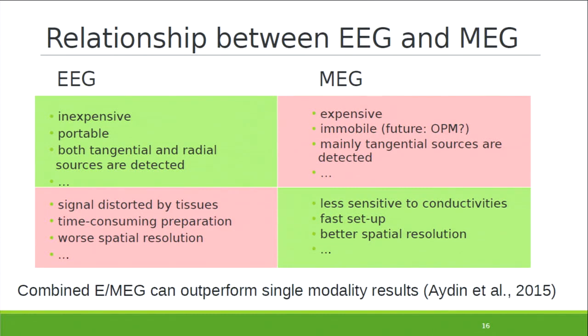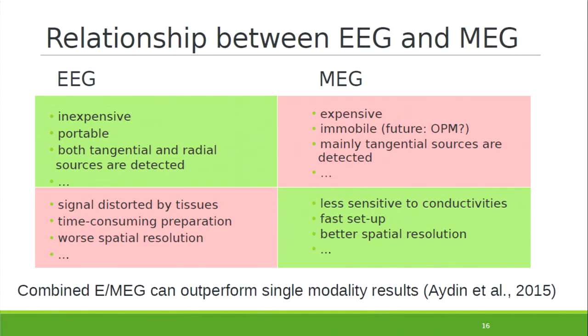Now I will briefly compare EEG with MEG. Although they measure the same signals, or they stem from the same activity, they have some different features. The main advantages of EEG are that it's relatively inexpensive. You can port it relatively easily, and it can detect both tangential and radial sources. On the other hand, MEG is quite expensive so far, and it's relatively immobile because you have this shielded room and this dewar. In the future, this might change. There are some new technologies emerging, like optically pumped magnetometers, so maybe there are some advancements in the future.